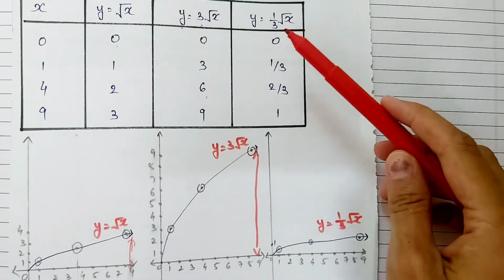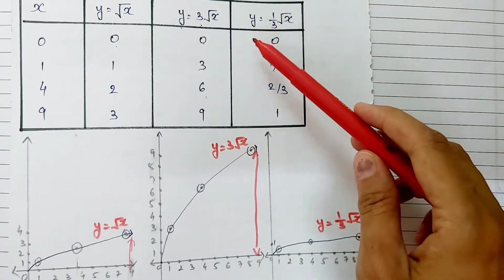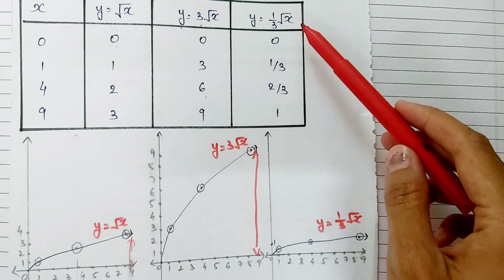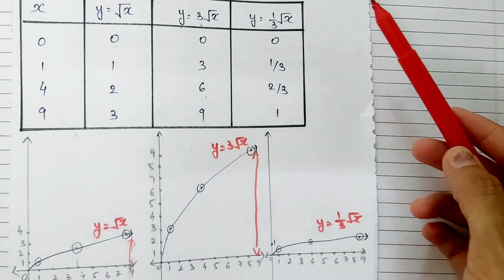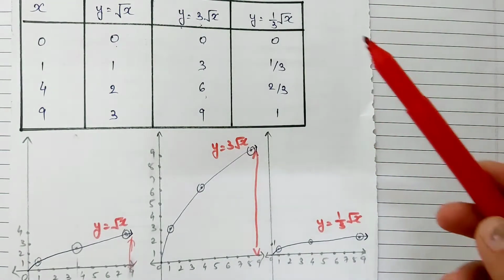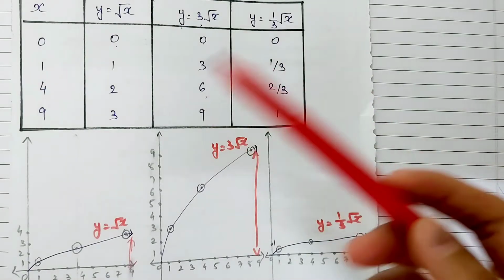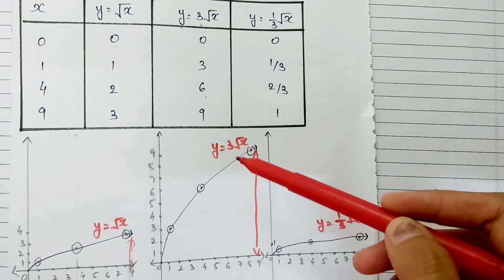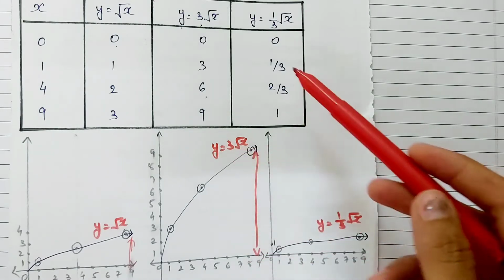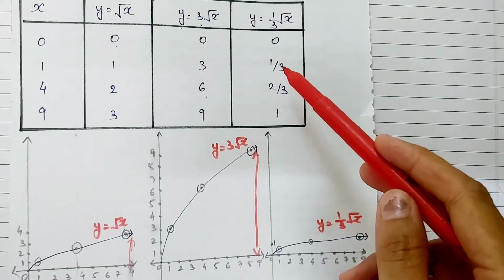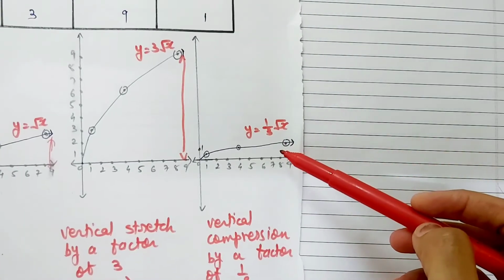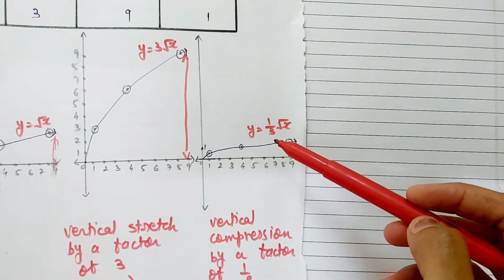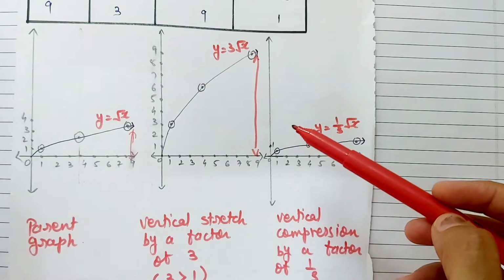Now if we look at this particular column, which is y is equal to 1 by 3 root x. Why have I picked this value? Because it is less than 1. We are going to discuss both cases, greater than 1 and less than 1. For greater than 1, we already saw that we get a stretch in the graph. For less than 1, if we plot those values, we get this corresponding graph. Now let's compare all three of them.